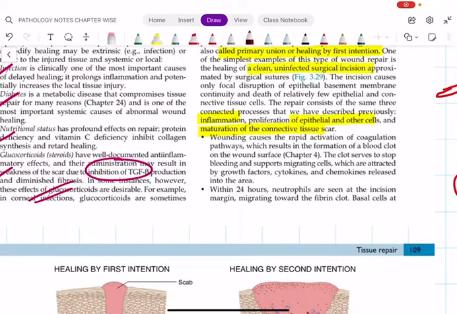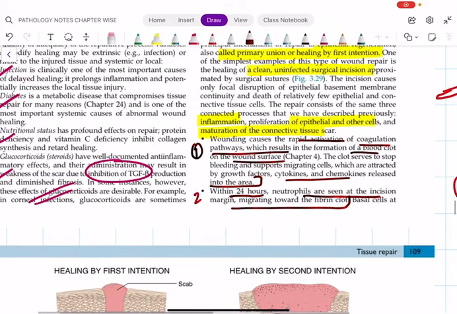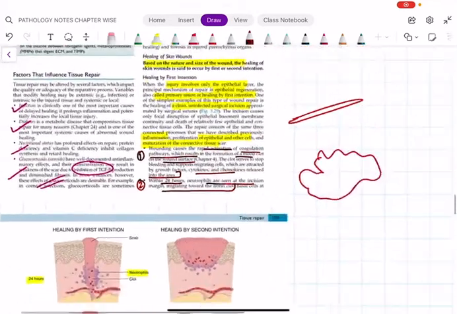Again, the same pathway. I got an injury. There will be rapid activation of the coagulation pathway and formation of a blood clot. The activated platelets in this clot will release growth factors and cytokines, which will recruit neutrophils. So within 24 hours, the neutrophils will be seen, and they will migrate towards the fibrin clot. These are steps number 1, number 2. You should write this in the form of a flow chart.